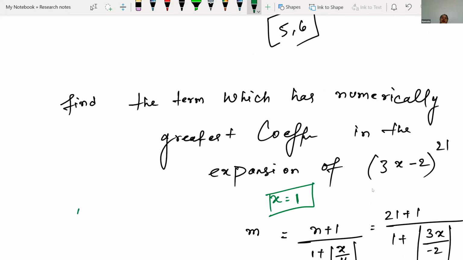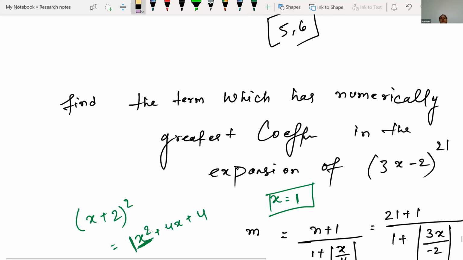Because once you will be expanding, suppose x plus 2 to the power 2. Once you expand it, that is x square plus 2 times 2 times x, 4x plus 4. Here the coefficient of x square is 1 only, right? Yes, ma'am. So whenever nothing is said about the coefficient, what is the value of x over there, we have to take it as 1 only.